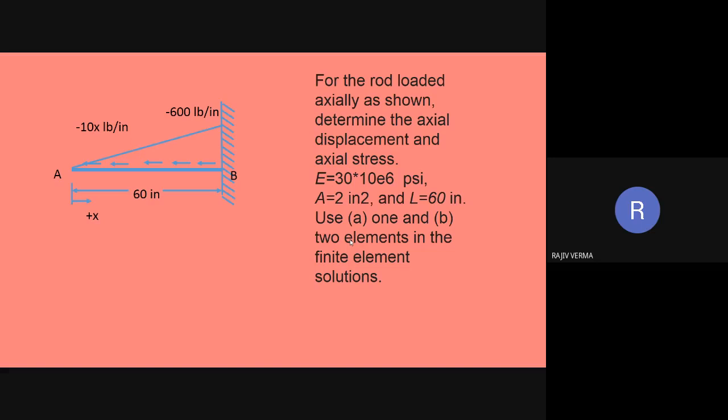The intensity of the UDL of the loading is proportional to the distance itself, that is given by minus 10x pounds per inch. And since the length of the bar happens to be 10 inches, it means that at the right end of the bar, that is at point B, the intensity of the load happens to be minus 600 pounds per inch.